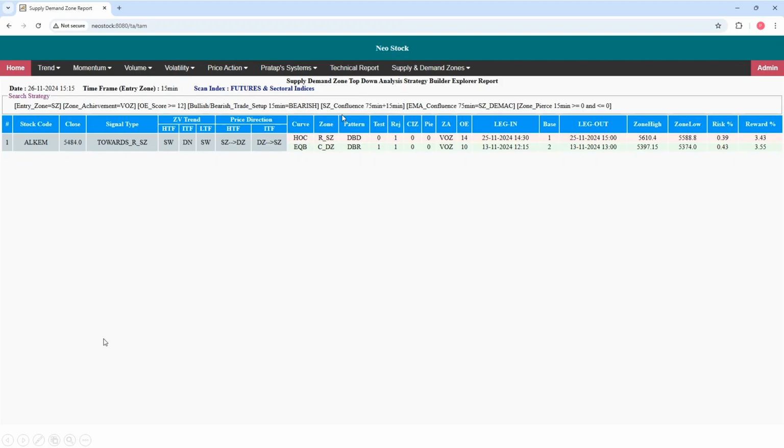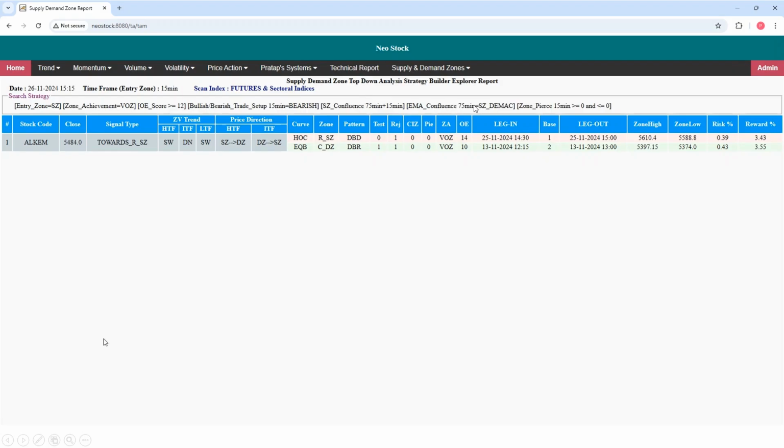And what kind of setup is it? It is a 75 minutes plus 15 minutes zone confluence. This is a DIT setup, Daily Income Trade. Entry LTF is 15 minutes, ITF is 75 minutes.